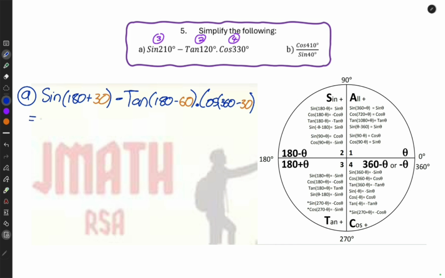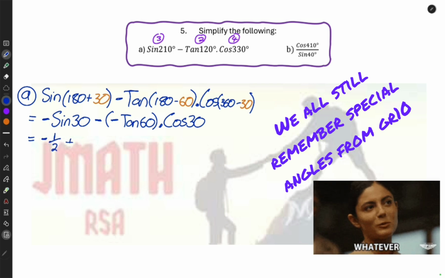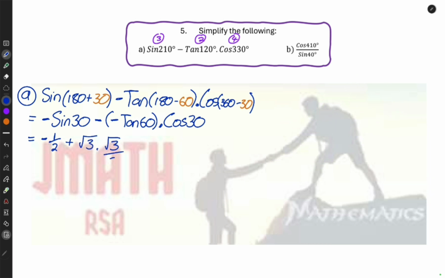So now my reductions will be a lot easier because I have it in the correct format. Now I can see sine in quadrant 3 would just be negative sine 30. There was a minus, and now tan in the second quadrant would be negative, so minus tan 60, and then cos in the fourth is positive, so this is just cos 30. Sine 30 would just be a half, then a minus times a minus gives me a plus, so plus tan 60 would be root 3, and then cos 30 would be root 3 over 2. So now I know root 3 times root 3 is just 3, so I'm just going to shuffle the order and say that's 3 over 2 minus 1 over 2, and the answer is just 2 over 2, also known as 1.